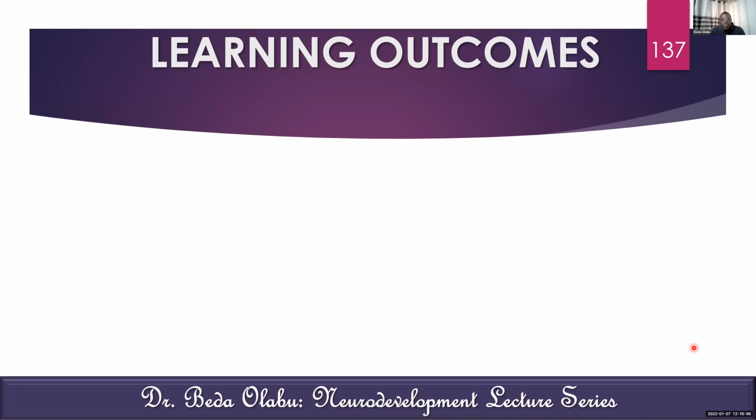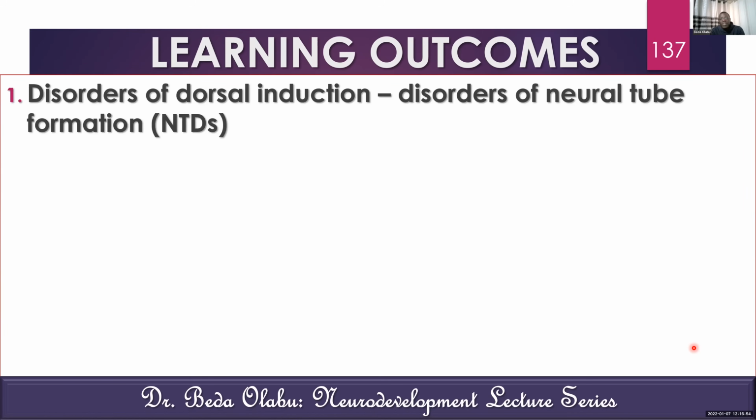Okay, so what's our learning outcome? I'll discuss the malformations based on the phases of development. So we look at disorders of dorsal induction. The disorders of dorsal induction are basically disorders related to the formation of the neural tube. And so we call them neural tube defects. We have already partly done neural tube defects. In our first lecture on neurulation and neural tube defects, we captured them. I'll just repeat on them because now these are separate lectures.